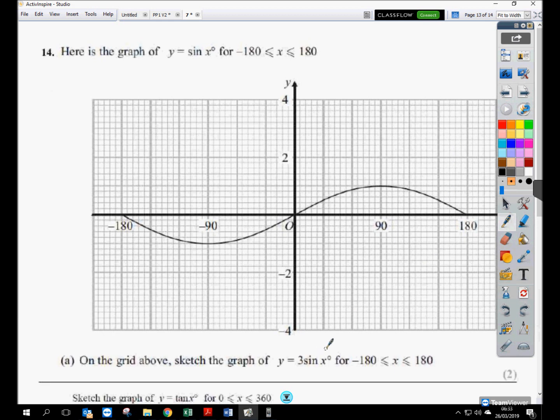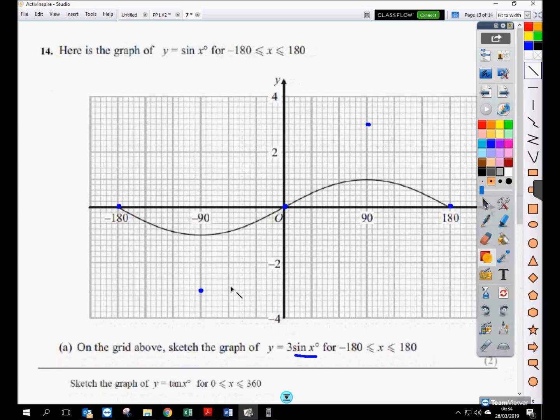On the grid above, sketch the graph of 3 sine x. So 3 sine x means you're multiplying sine x by 3, and you look at the value of sine x. Take a look at this point. The y value is equal to 0. Multiply 0 by 3, so 3 times 0 is 0. This point here, the y value is negative 1. Times negative 1 by 3, you get negative 3. Here the value of sine is 0, 0 times 3, 0. Sine 90 is 1, 1 times 3 is 3. Here, sine 180, 0, 0 times 3, 0. So it looks like this.